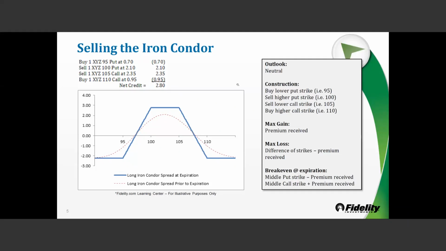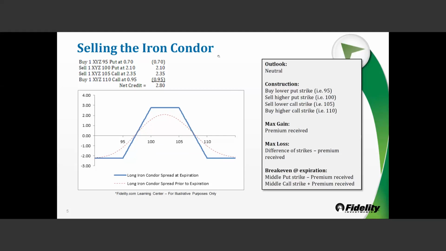Why is it called iron? Iron is just a spread on put and a spread on call. If you take out the iron, then the spread, all the four buy, sell, all of them on the call side, is called a condor.